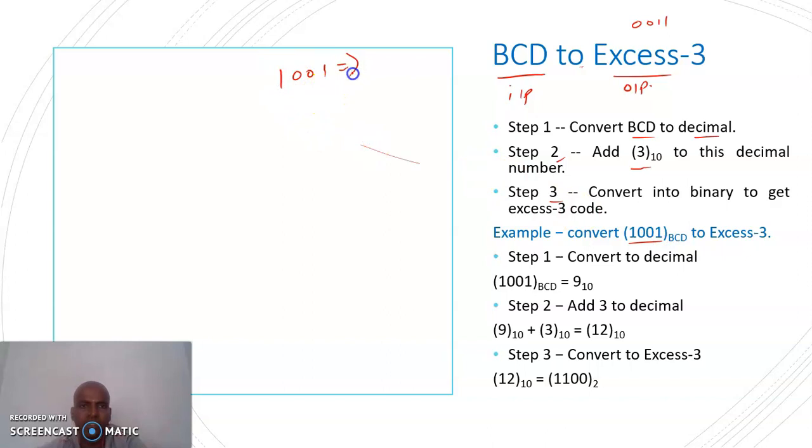1001. First convert this into decimal, that is 8421 format. So the number is 9. Then add 9 plus 3, that is 1001 plus 0011. As per the binary addition, 1 plus 1 is 0 and the carry 1 will come, then 1 and the carry 1 will come, 1 1. So now this number is 12.